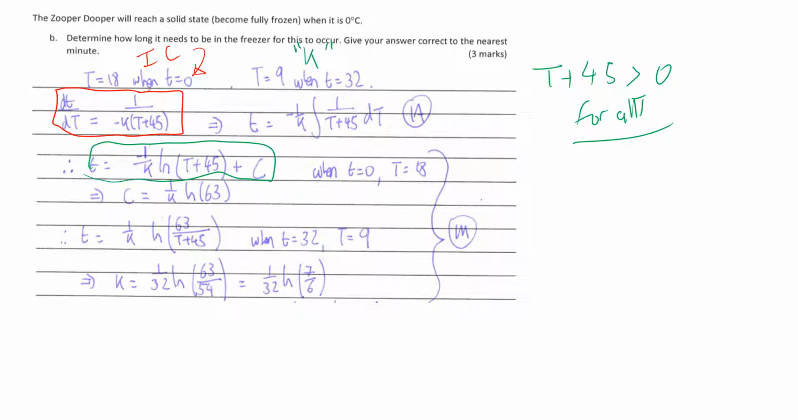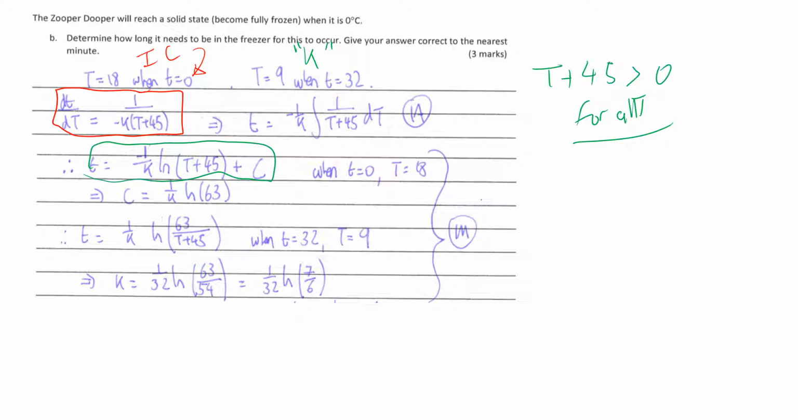Drop the mod where you can, but you need to justify or have a good reason for doing so. In this particular case, capital T plus 45 could never be 0 or negative. Okay. All right. So that's a nice little tip for some of you out there.